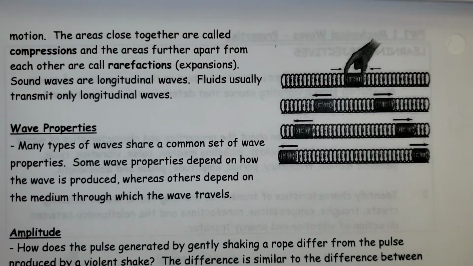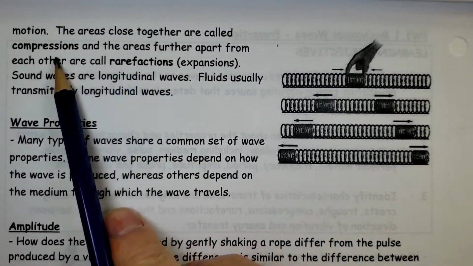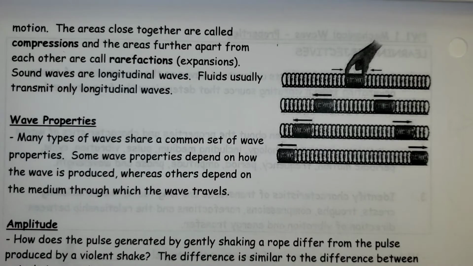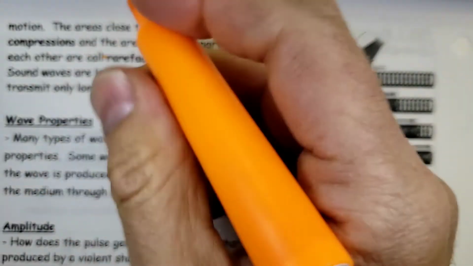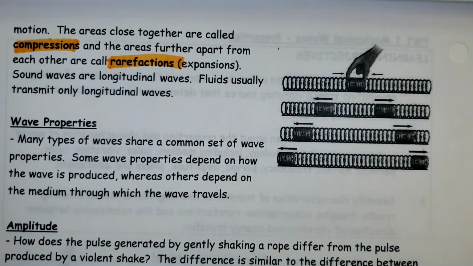And of course that longitudinal picture is here on the next page. The areas close together are called compressions, and the areas that are far apart are called expansions, or often in physics we call that rarefaction. So compressions and rarefactions.